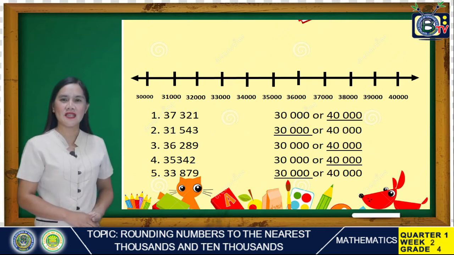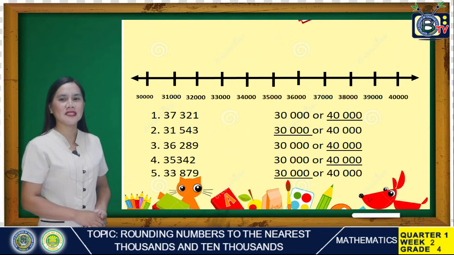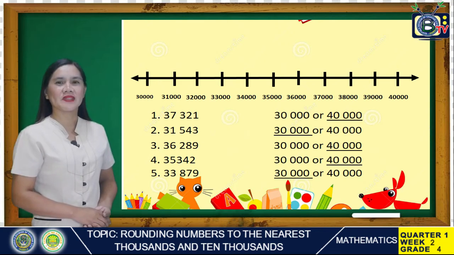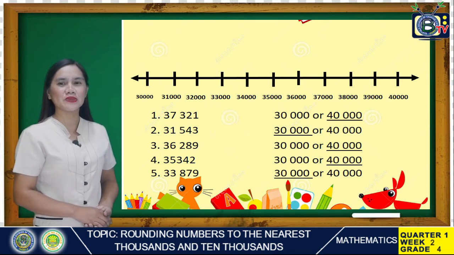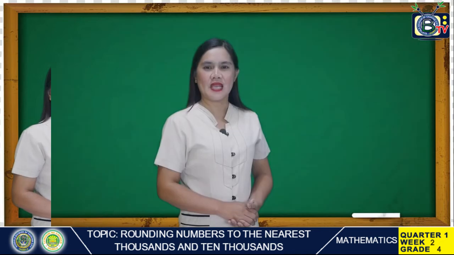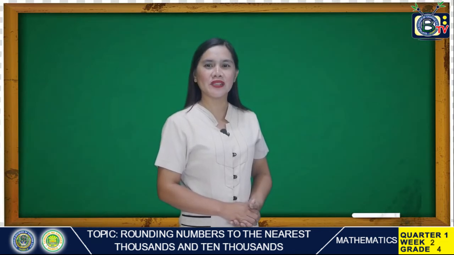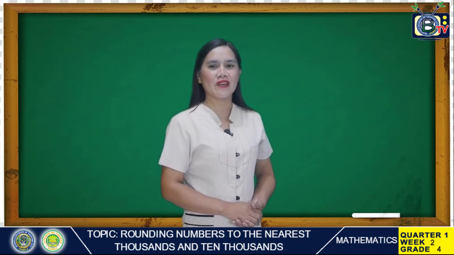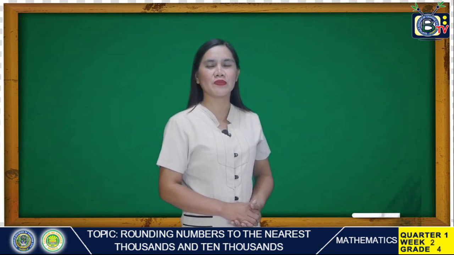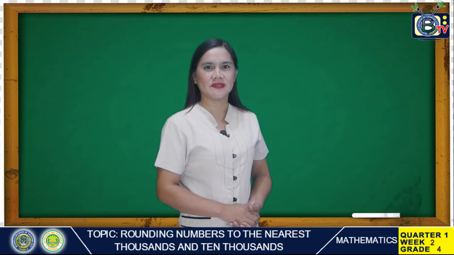Number 4, 35,342 is nearer to 40,000. And number 5, 33,879 is nearer to 30,000. I hope that you got all the correct answers. If not, don't worry, because you may go over after our discussion with the help of your parents.